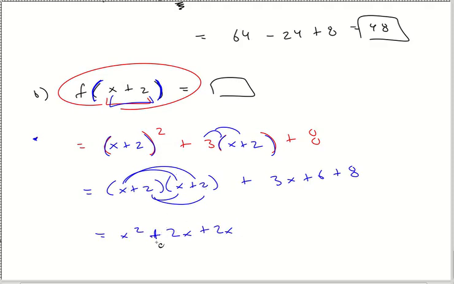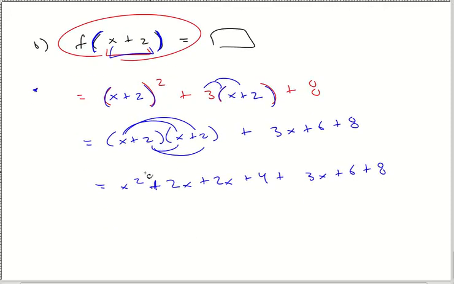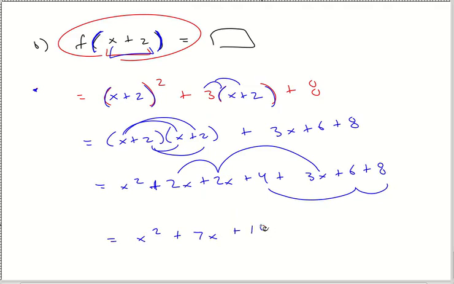So x times x is x squared. x times 2 is 2x. 2 times x is 2x. And then 2 times 2 is 4. These things can just kind of hang out and wait for a minute. Combine like terms: you can see that the x squared is all by itself, but we've got these x's here, and then we've got our numbers. Putting it all together, x squared plus 7x, and then plus 18. That is the final answer.